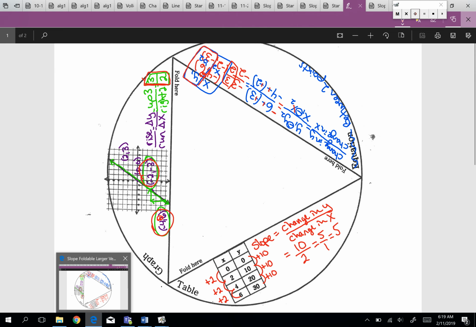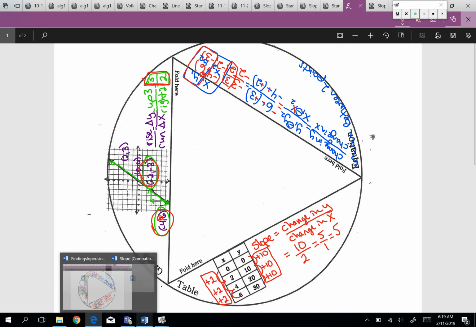In order for the information in this table to represent a straight line, the change in y needs to be constant. So it needs to be going up by the same amount. Same with the change in x. It needs to also be going up by the same amount, which we call constant. So this little foldable should help you out as you're given different information to help you find the slope of a line. So now our next task then is to take a look at the worksheet.